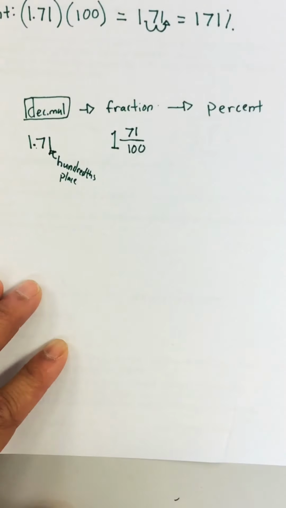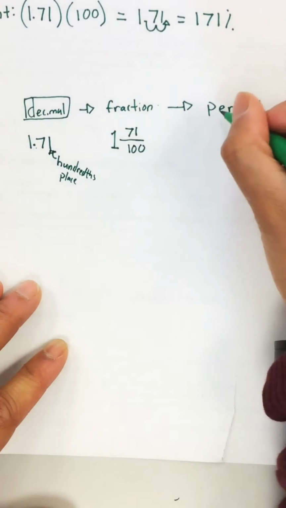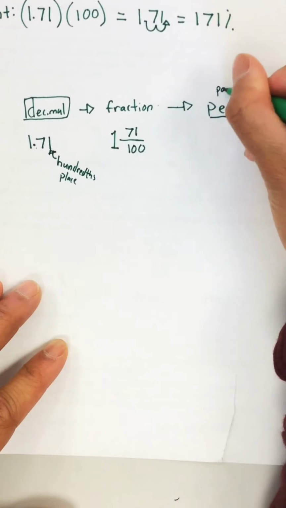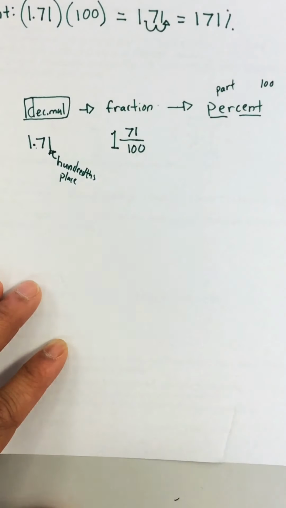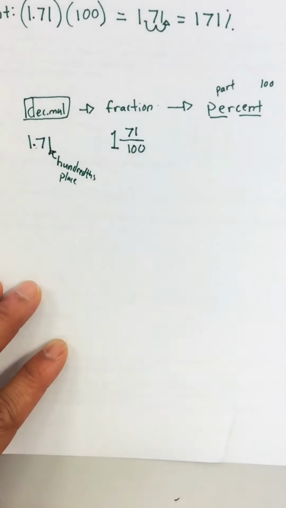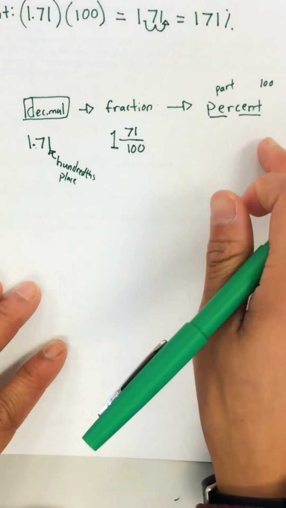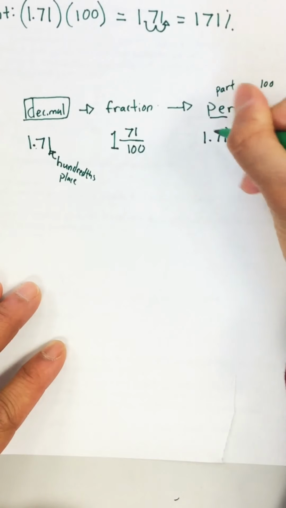Okay? So for percent, it's a little different because percent, we know per means part, and cent means 100, right? So percent means part of 100. A decimal is a number. A percent is not technically a number. It's a part of 100. So in order to convert a decimal to a percent, I need to multiply it by 100.